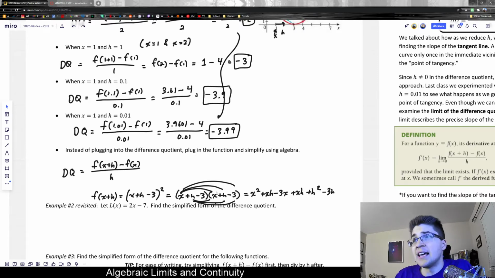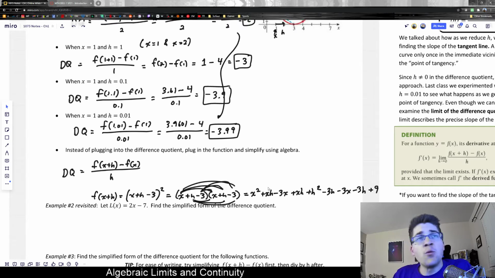And last but not least, I can't forget to also distribute the negative 3. Remember that negatives distribute with the term. So negative 3 times x would be minus 3x. Then I have minus 3 times h. And then minus 3 times minus 3 would be plus 9. And that would be the expansion of this trinomial squared.